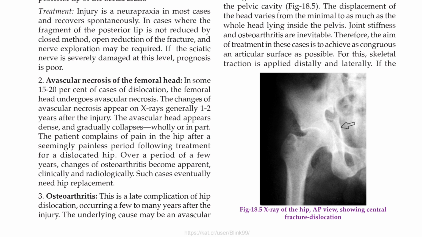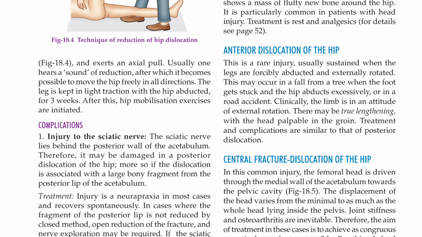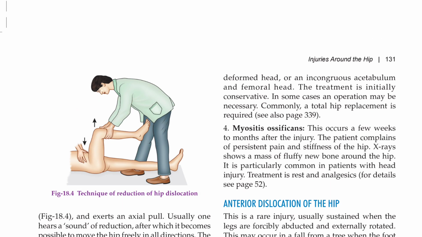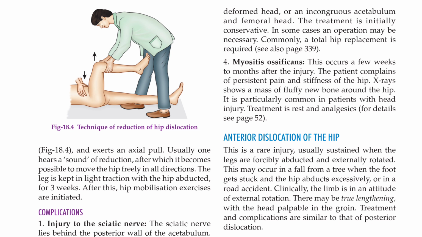And third complication is osteoarthritis. So this is a late complication of hip dislocation occurring a few to many years after the injury. The underlying causes may be avascular deformed head or an incongruous acetabulum and femoral head. The treatment is initially conservative. In some cases, an operation may be necessary. Commonly, a total hip replacement is required.